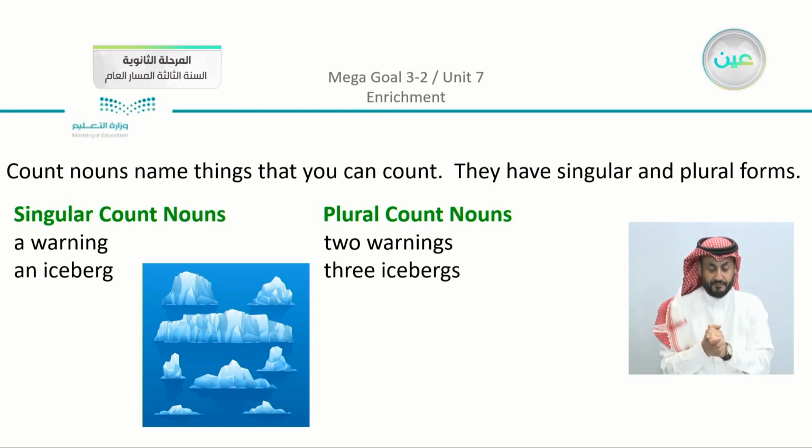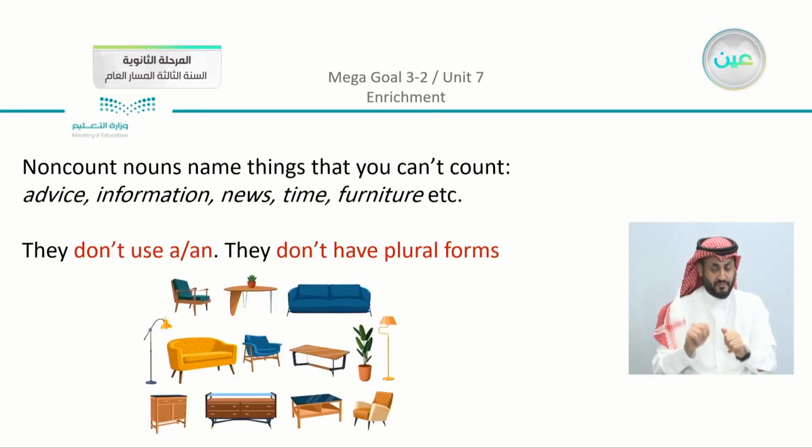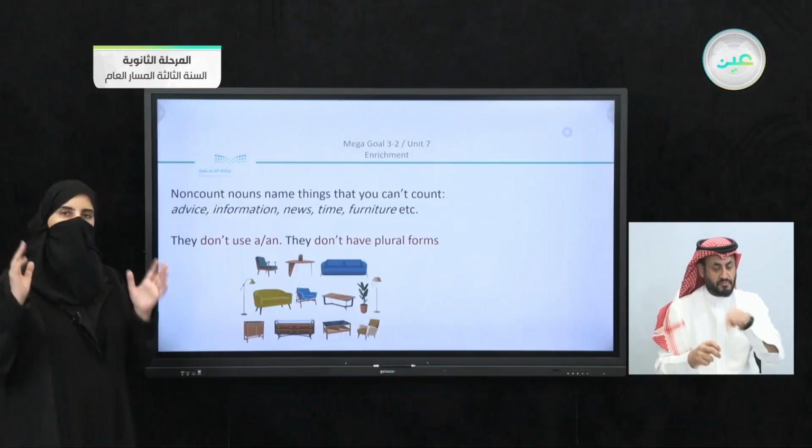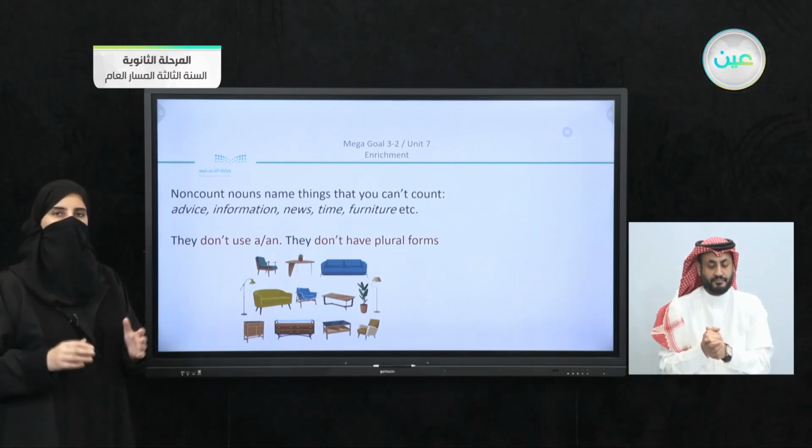Now we divided that count nouns name things that you can count, and of course they have singular and plural forms, as we can see here. Also, we have here uncountable nouns, like, for example, advice, information, news, time, and furniture. Now you can see, of course, as we studied, that we cannot say, for example, furnitures, but it is one word, furniture, uncountable.